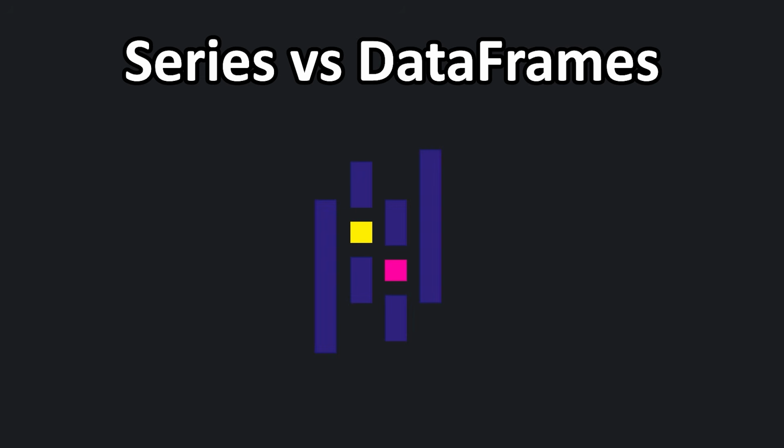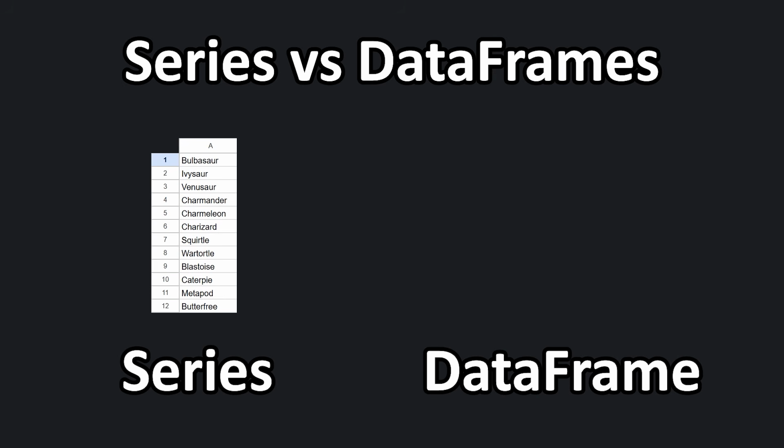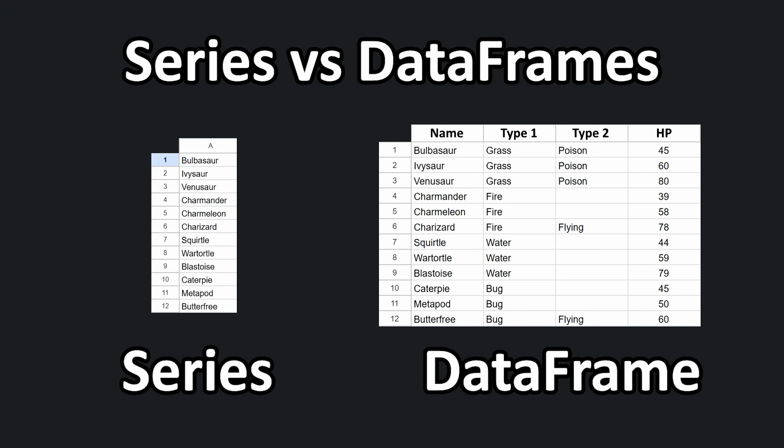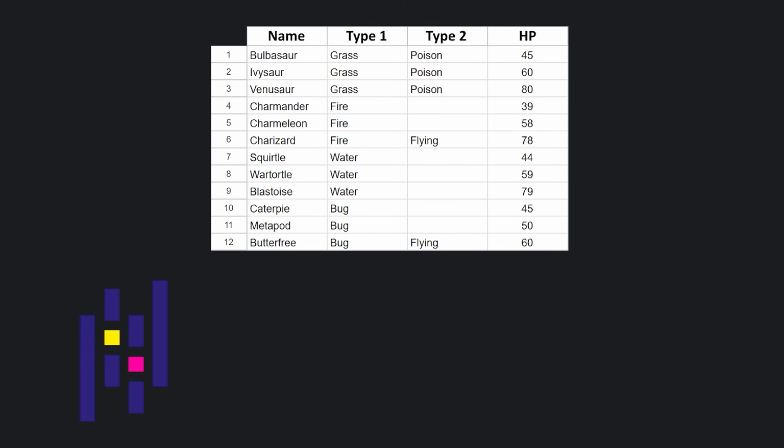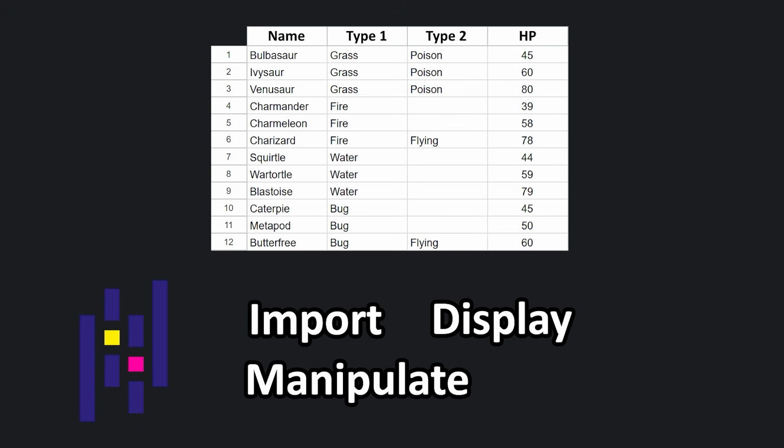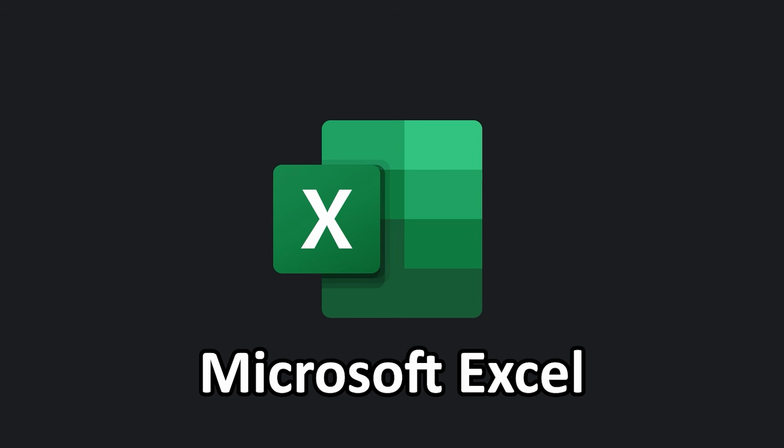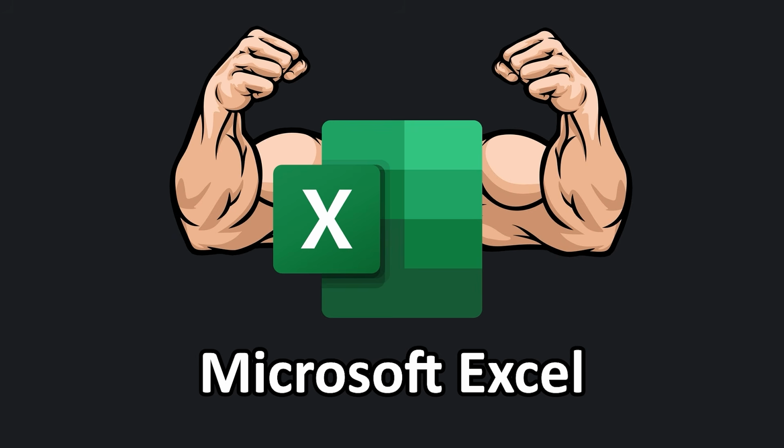Using this library, you typically work with objects known as series and data frames. A series is like a one-dimensional labeled column. A data frame is like a two-dimensional labeled grid or table. With this library, you can import, display, manipulate, and export tabular data. Think of pandas as Python's version of Microsoft Excel, but on steroids.